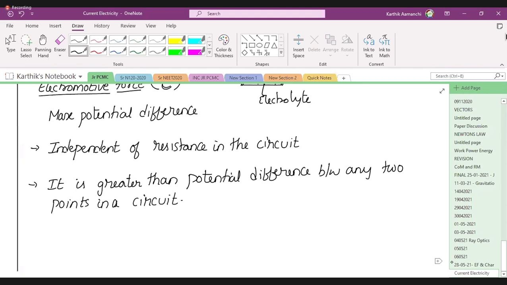Next, put your heading as internal resistance of a cell. Put your heading as internal resistance of the cell.